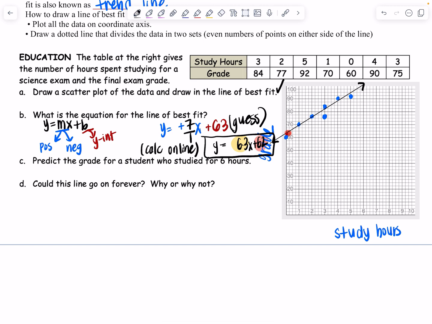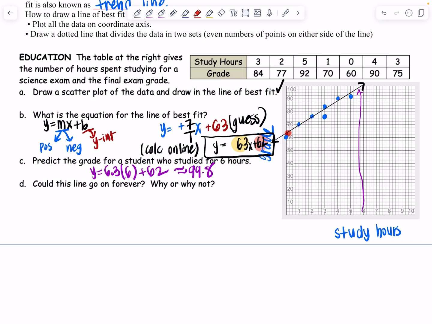So it says predict the grade for a student who studied for about 6 hours. So you could either use the equation or you could predict it based on your graph. For about 6 hours, I would expect that student to get pretty close to a 100. So you could even plug it in, y equals 6.3 times 6 plus 62. So let's go ahead and calculate that. 6.3 times 6 plus 62 is going to give me 99.8. So somewhere around really, really close to 100.